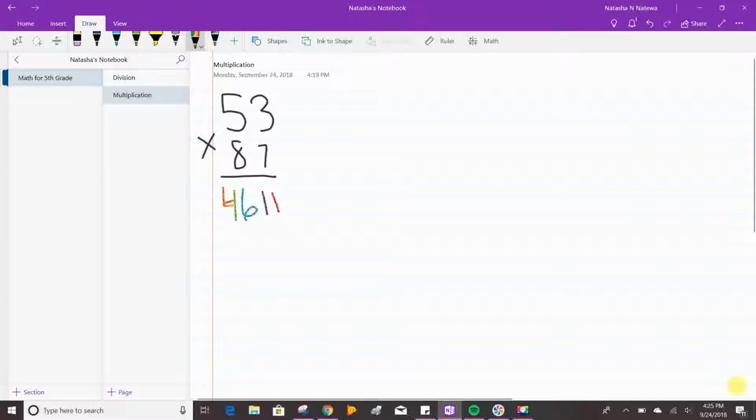4,611. That is the answer. Now, we're going to do the steps though, so you have to make sure you do the steps. So we're going to start with 53 times 87. The first question is, what is 7 times 3? We are working with this group first. What is 7 times 3? You think about it, and I'll come back to you with the answer.